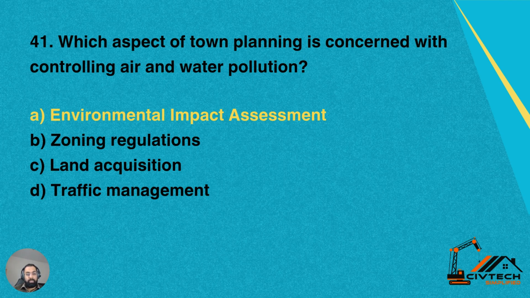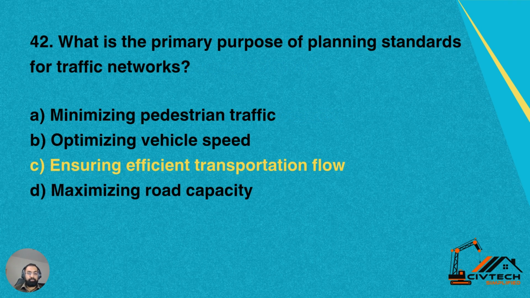Option B was zoning regulations. Option C is land acquisition. Option D is traffic management. But all these come later. Initially, controlling air and water pollution comes under the environmental impact assessment. So option A is correct.